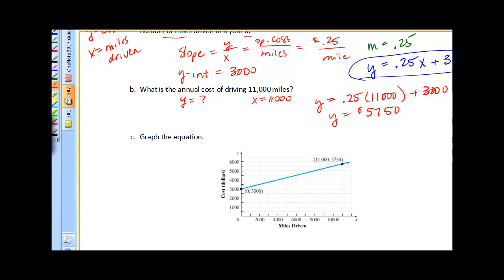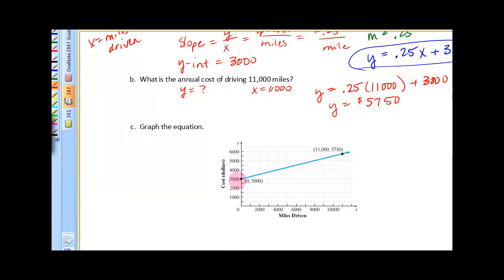Okay, now we're going to graph it. And I cheated and I put the graph in here already. Notice that we didn't use the 25 cents, which was the slope, to graph it. Instead, I used 2 points. I used my intercept, and I used this information right here, the second point. The 11,000 miles driving it costs me $5,750.